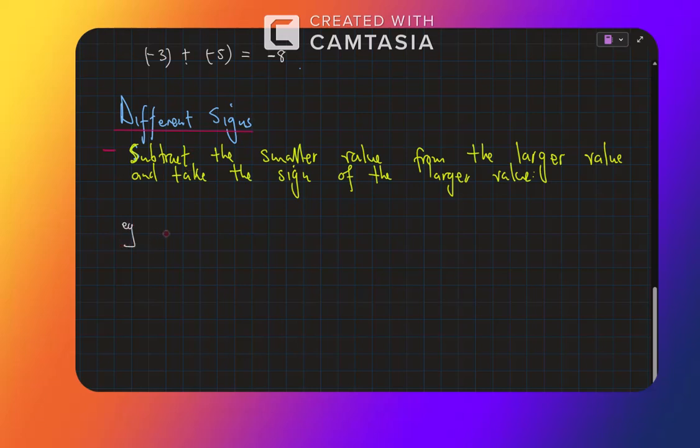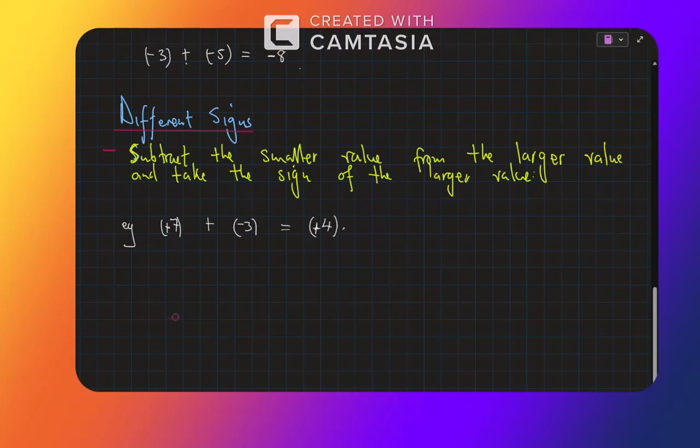let's say we have 7 plus negative 3. You are adding positive 7 plus negative 3. So what you do is subtract 3, the smaller value, from the larger value, 7. You're going to get 4. And which sign does this 4 take? It takes the sign of the larger value, which is positive, so it is positive 4.